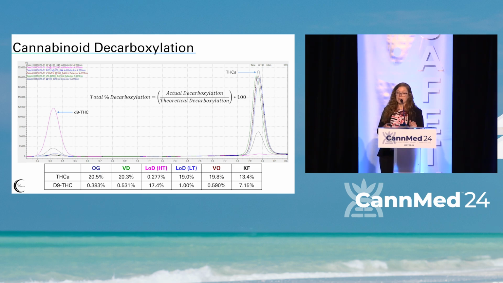the vacuum oven. Interestingly enough, Karl Fischer did see more decarboxylation. However, what we know about Karl Fischer is that it's only looking at water molecules. So theoretically, even though this decarboxylation is occurring, it shouldn't be factored into that moisture calculation, and that is why we're seeing a similar result between that loss on drying at low temperature, the vacuum oven, and the Karl Fischer, because that decarboxylation is not being factored in.